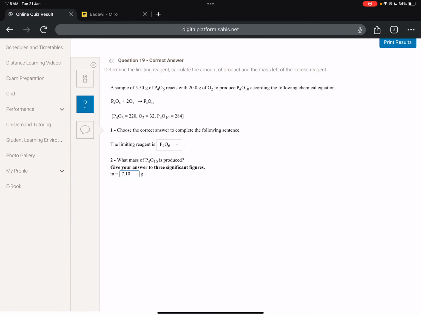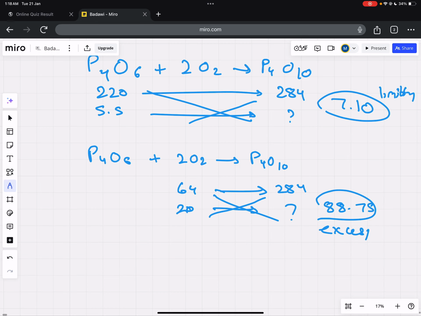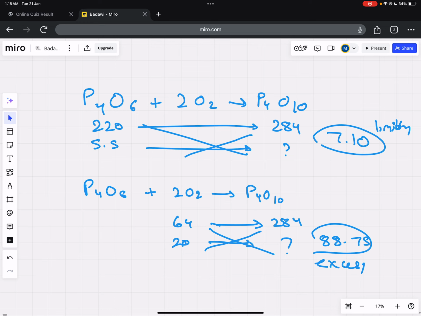And that is it for this week's quiz. It's very straightforward. My only tip is write the equation, make sure it is balanced, and be very organized in the way you solve it. And I'm sure you will get easy grades. It will be super easy for you.